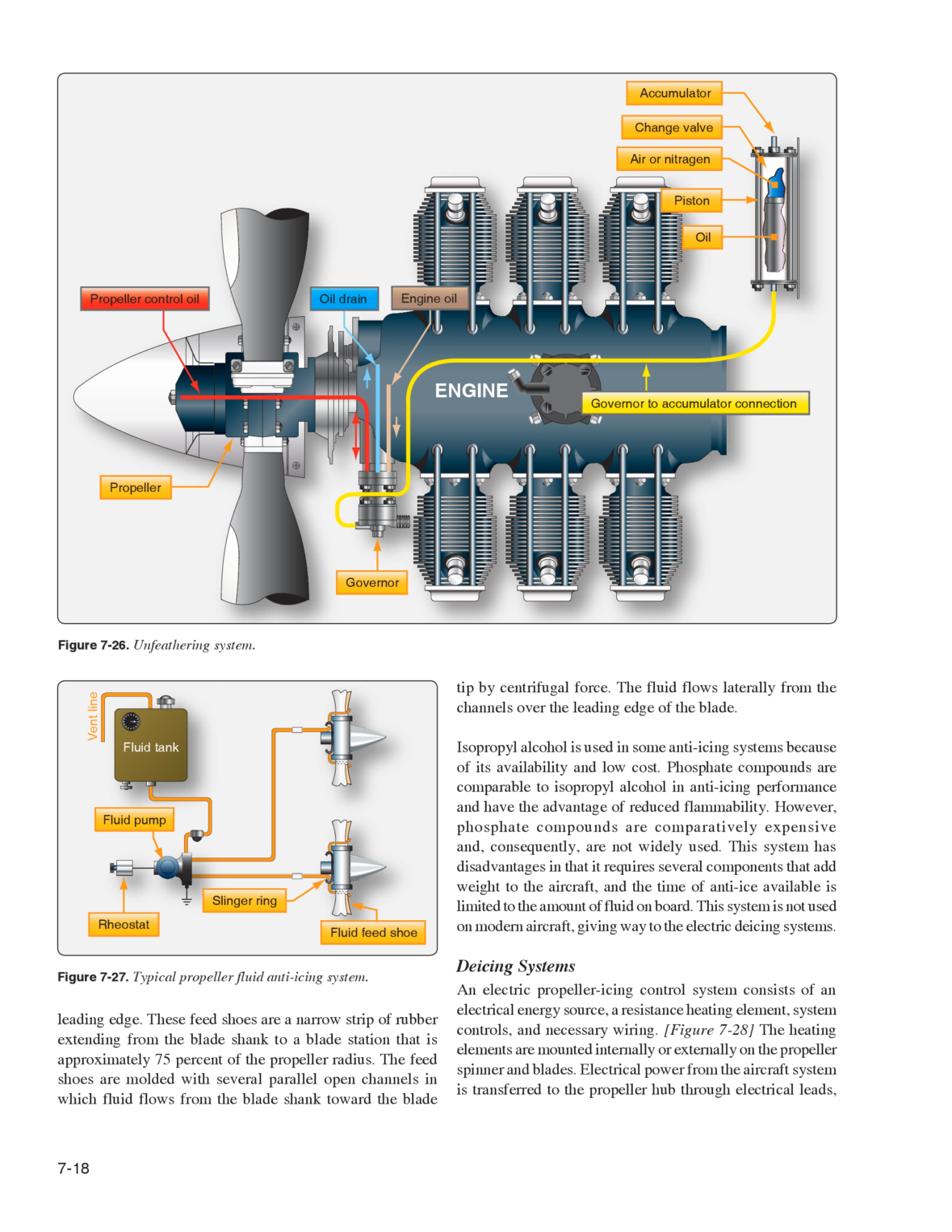Isopropyl alcohol is used in some anti-icing systems because of its availability and low cost. Phosphate compounds are comparable to isopropyl alcohol in anti-icing performance and have the advantage of reduced flammability. However, phosphate compounds are comparatively expensive and, consequently, are not widely used.